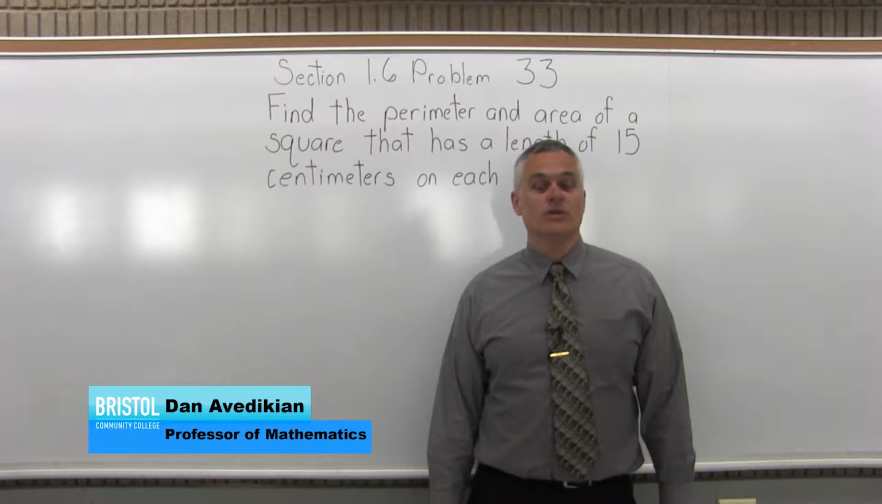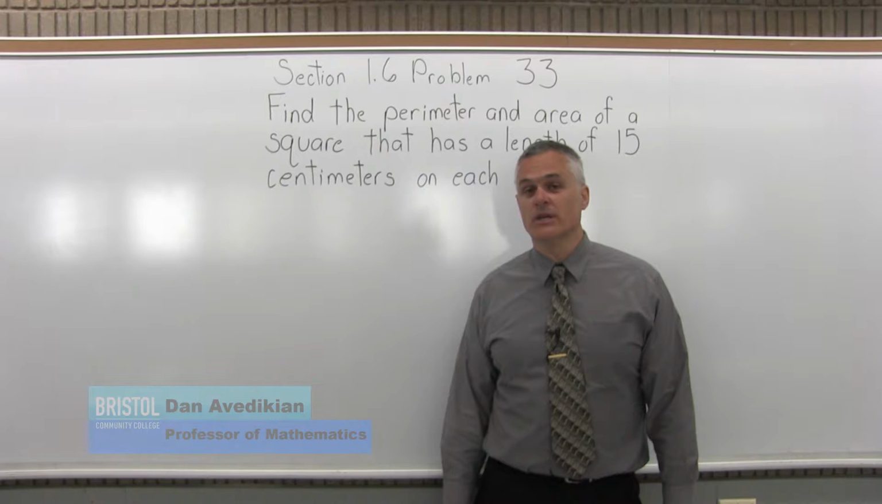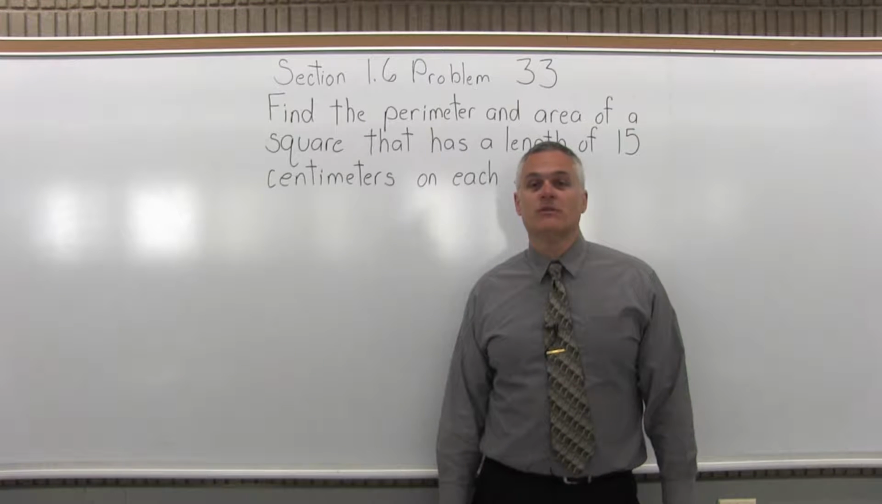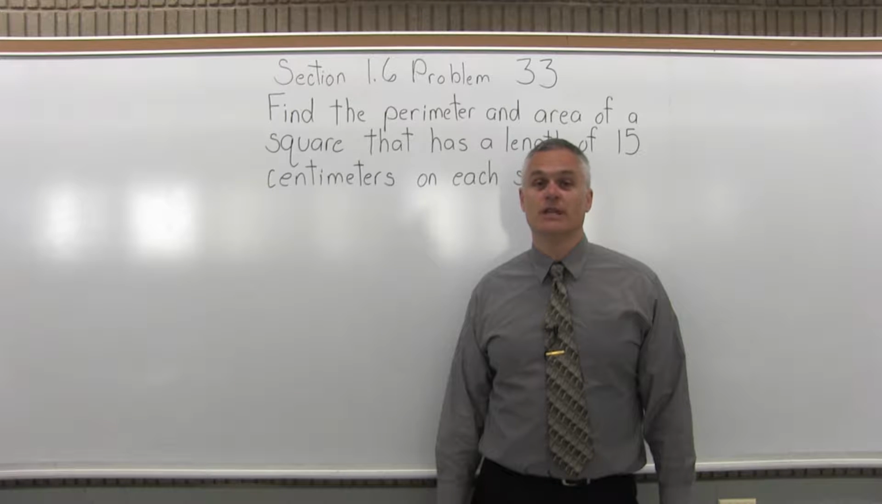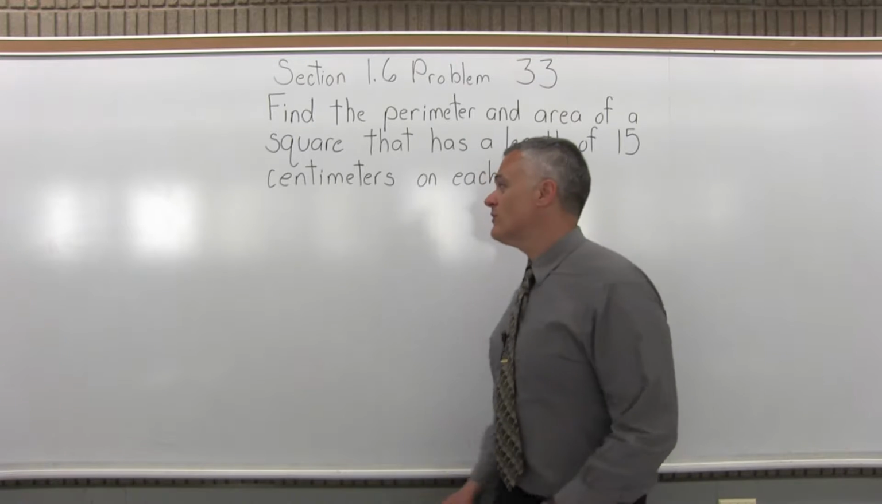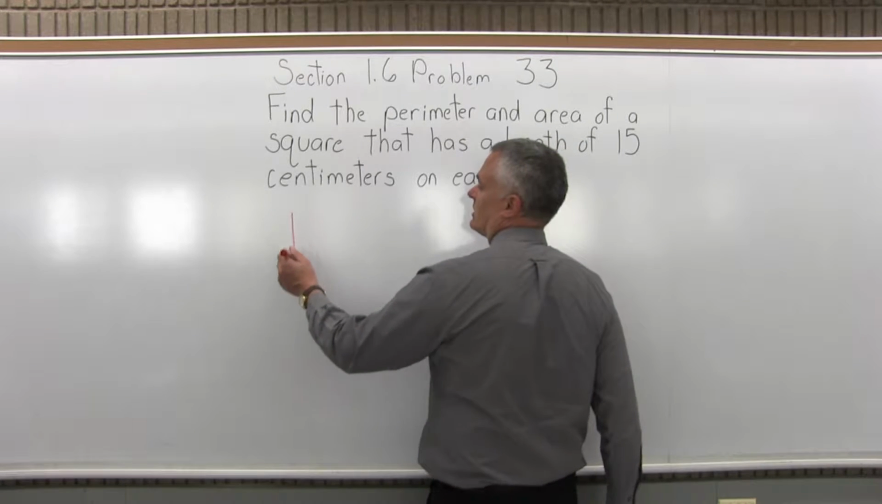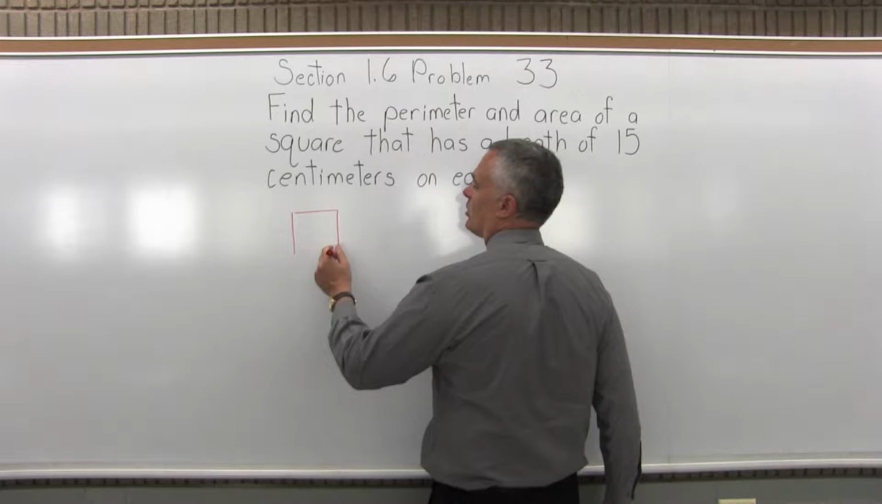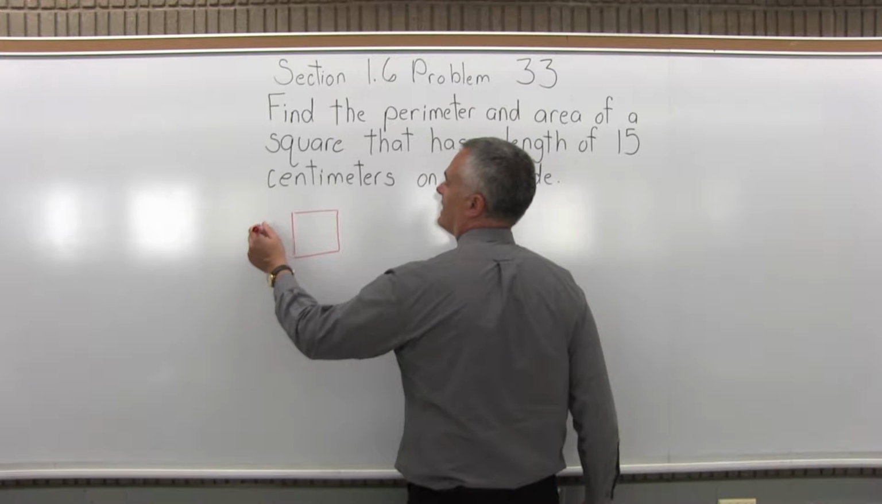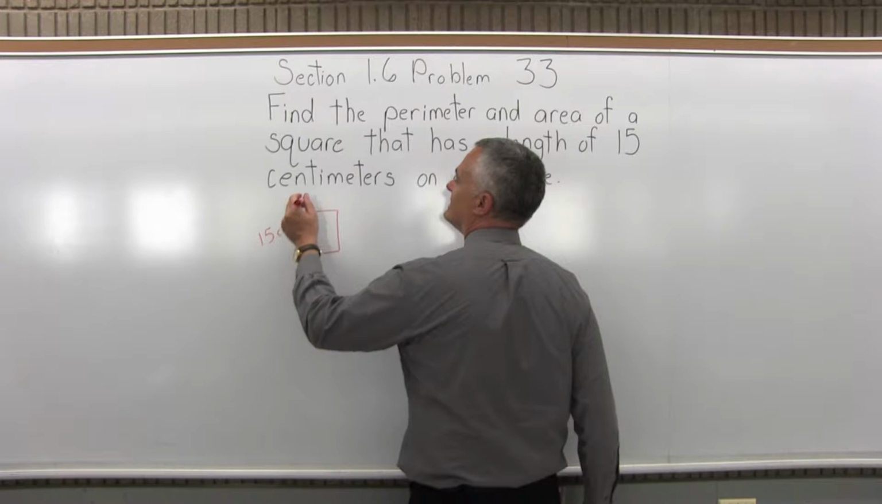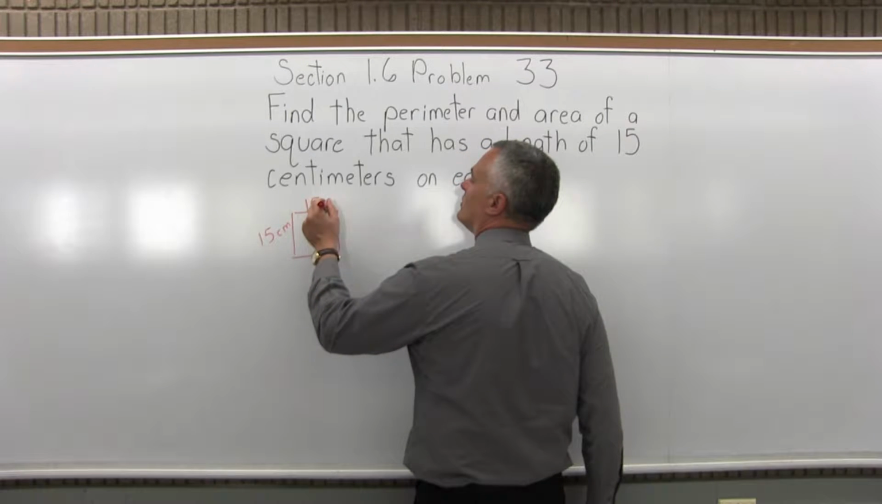This is Section 1.6, Problem 33. It says find the perimeter and area of a square that has a length of 15 centimeters on each side. So first, I'd like to get a drawing of the square. A square has the same length on all four sides, and it says it is 15 centimeters on all four sides.